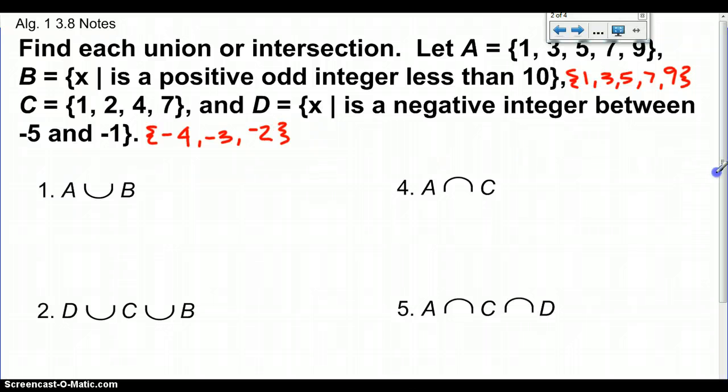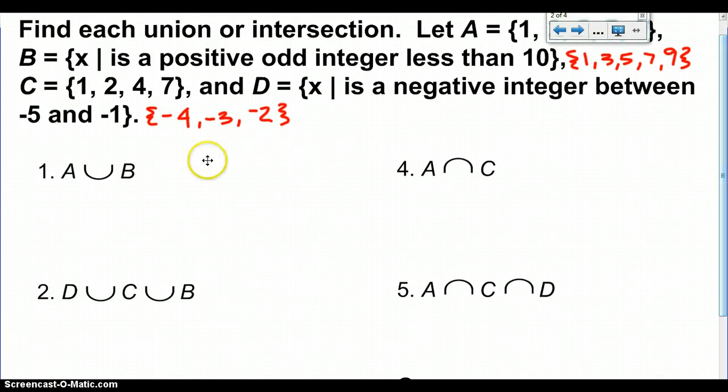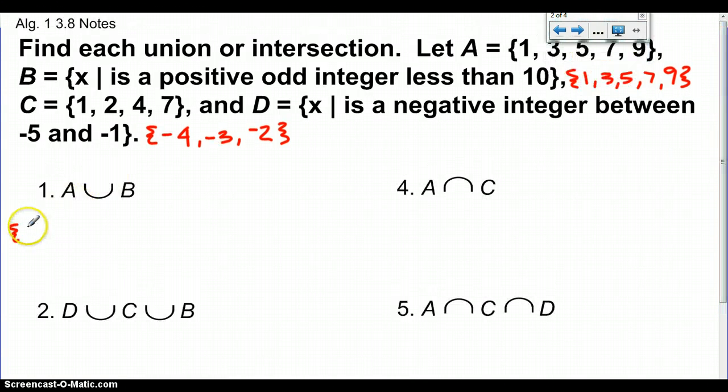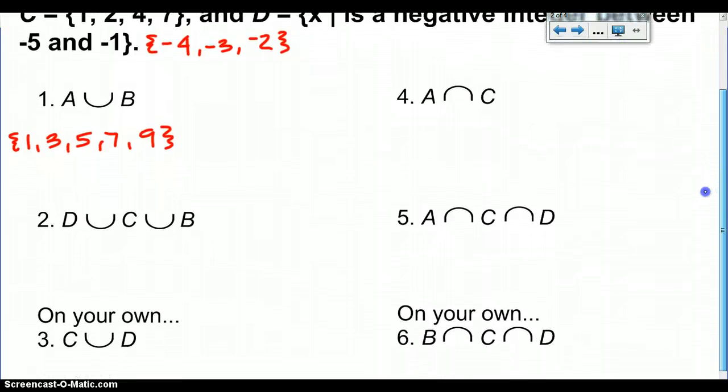So for number 1, it wants us to find the union between A and B. So that is all the numbers that will be represented in A or in B. So we write that. All the numbers that are in A or in B, which would be 1, 3, 5, 7, and 9. Because that's all the numbers that are represented in A or in B, and you guys can see that.